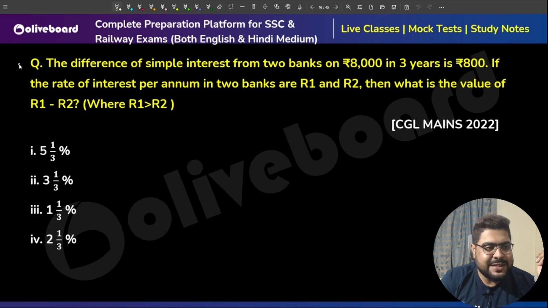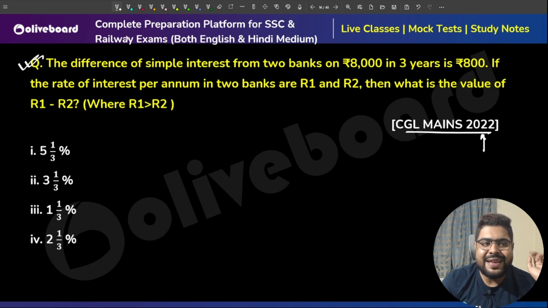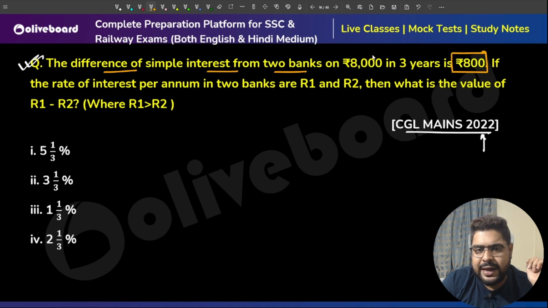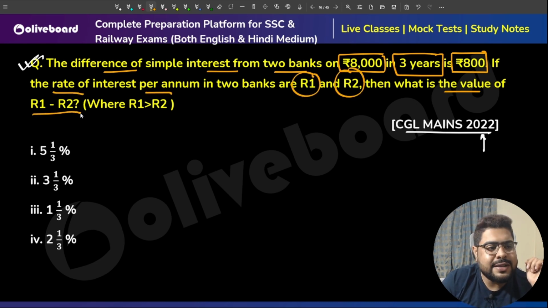So this is this one. Very, very good question asked in CGL 22. It only looks scary. It only looks like a tier 2 level question of CGL. But trust me, nothing can be easier than this. Sir, first you understand. The difference of simple interest from two banks is this on 8,000 for 3 years. If the rate of interest per annum is R1 and R2, what is the value of R1 minus R2, where given R1 is greater than R2?